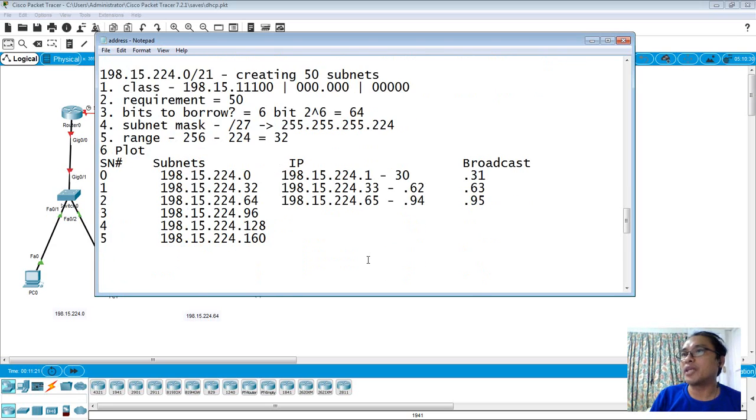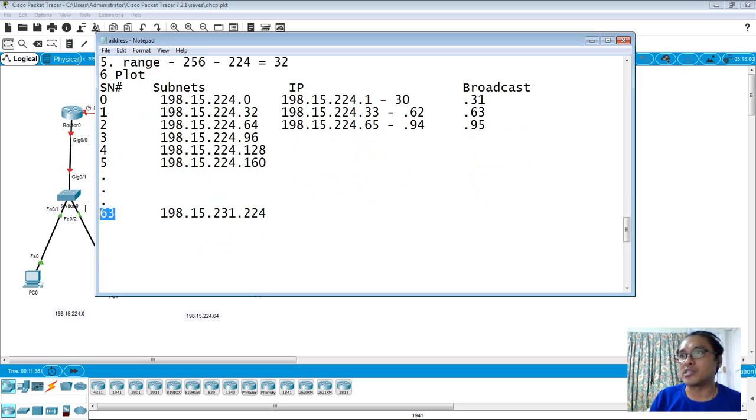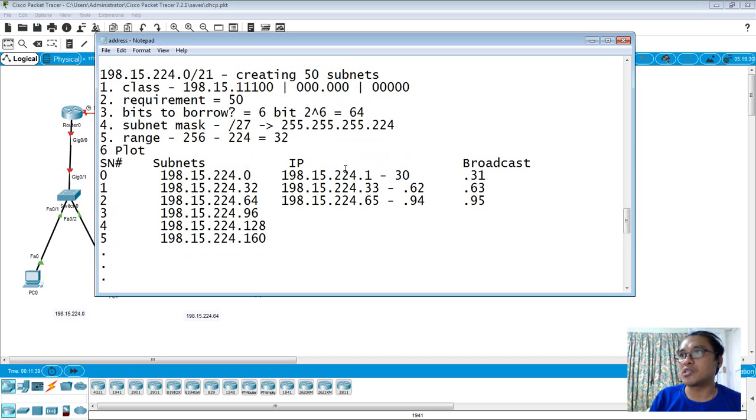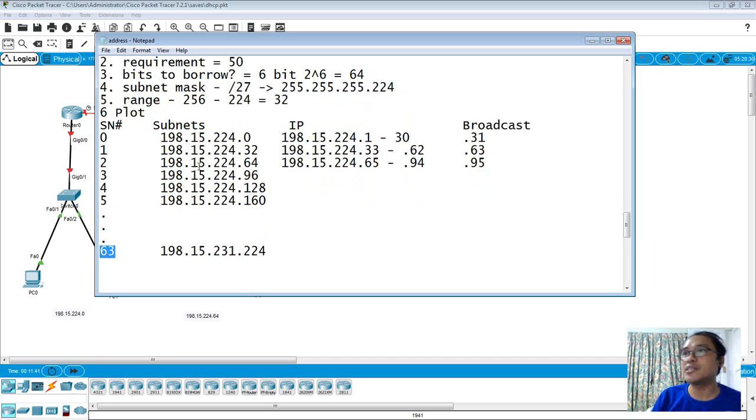Okay, so to plot a particular network, we have subnets number 0, 1, 2, 3, 4, 5, and so on and so forth until the 64th network address. So basically that is until 63. So 0 to 63 is 64. So in this instance, we are going to plot out our subnets. That's our subnets 0, then 32, 64. So you will notice that we increment by 32. Okay, until such time we reach the very last portion, which is 231.224.